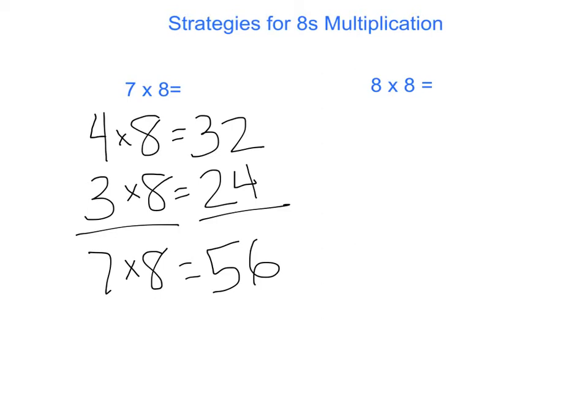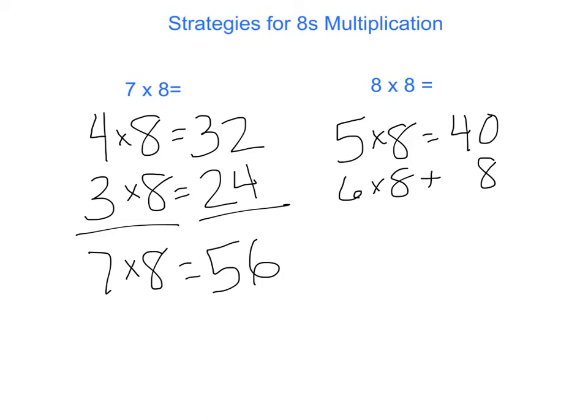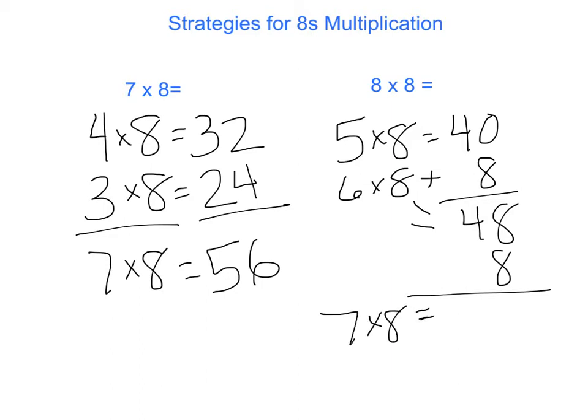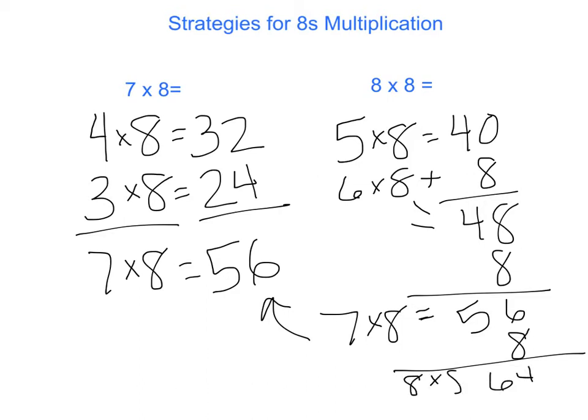Another way you can do it is that you can start with a problem you already know. So 5 times 8 equals 40. I always think the 5s are the easiest one to start with. Well, if I add 8 more, that would be 6 times 8, and that equals 48. If I add 8 more, that would be 7 times 8, and that equals, as we learned over here, 56. And then if I add 1 more group of 8, it would equal 64, and that would actually be 8 times 8.